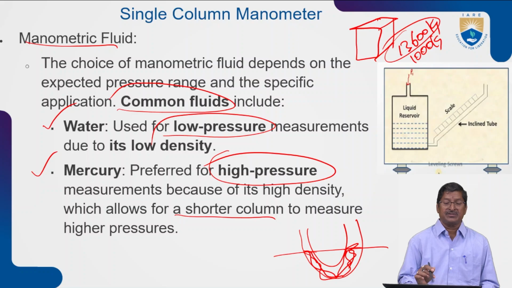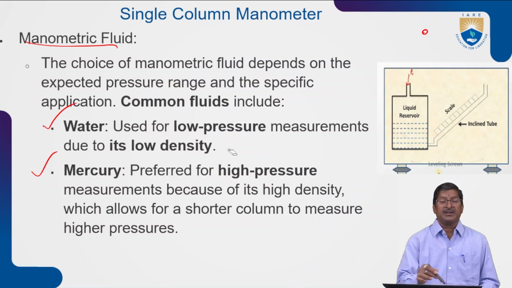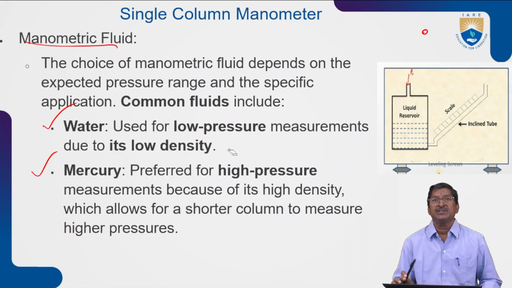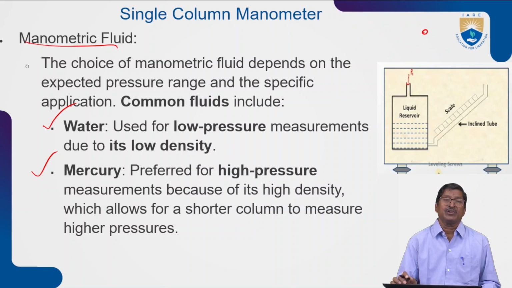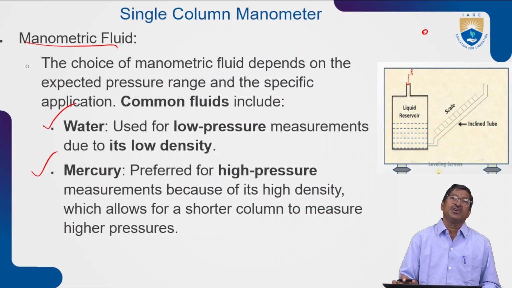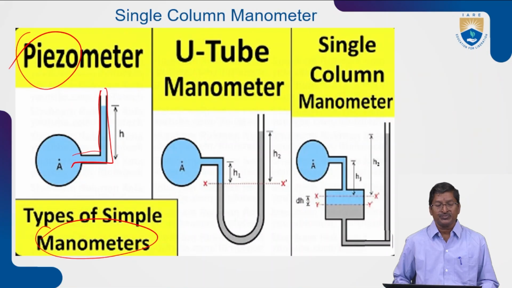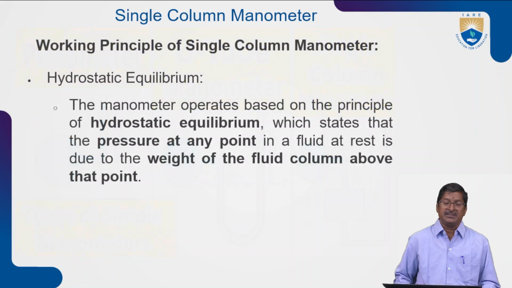And manometric fluids: some common manometric fluids are water and mercury. Water is used for low pressures because of its low density, whereas mercury is utilized to measure high pressures because of its high density. Here the piezometer, the U-tube manometer, and the single column manometer with a tank are shown.